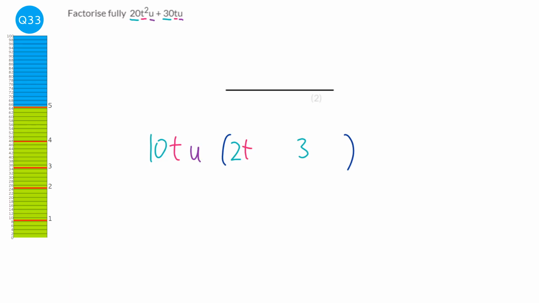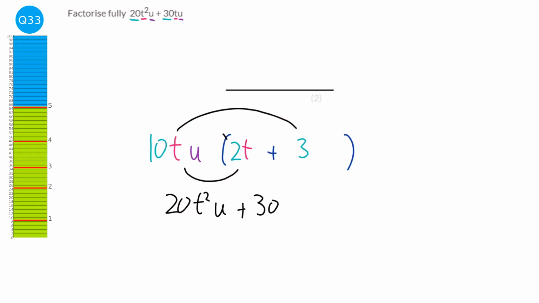I can factorise out, and actually that just leaves nothing on the inside of the bracket. Now, always when you do this, expand the bracket to check if you've made any mistakes. So I'm going to do smiles and rainbows. There's loads of different methods. So 10 times 2 is 20, t times t is t squared, and then the u, plus 10 times 3 is 30, times t times u. So we know we've got the right answer. So our answer is 10tu brackets 2t plus 3.